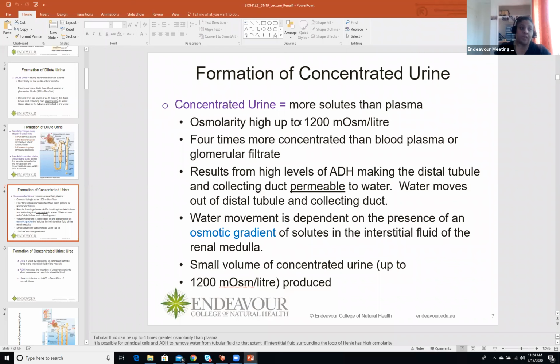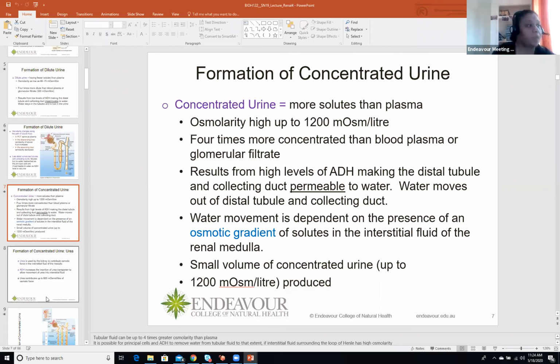So what happens here? Again, the principle remains the same: the water will follow its osmotic gradient. It will go from a higher concentration to the lower concentration. That doesn't change. But what changes is that with the help of antidiuretic hormone, you are inserting more aquaporin 2 water channels into the distal convoluted tubule and collecting duct, primarily into the collecting duct, because that's where the principal cells are located.